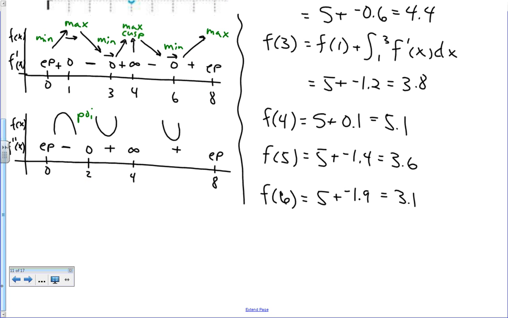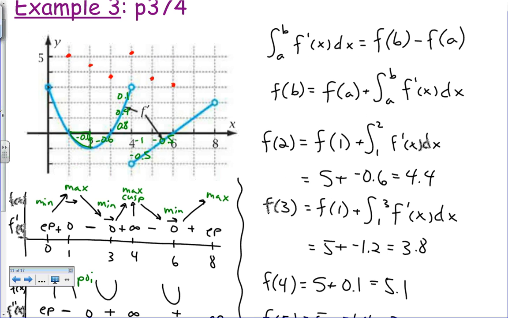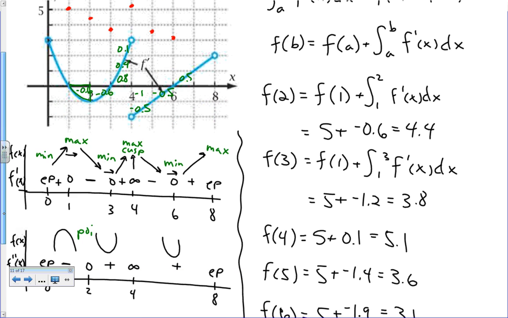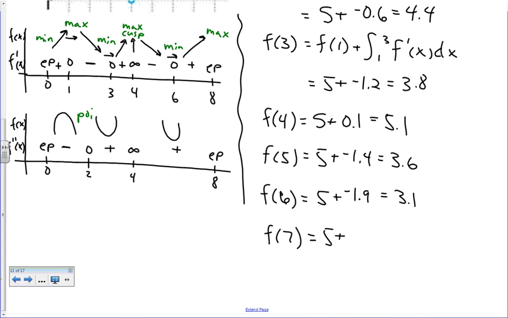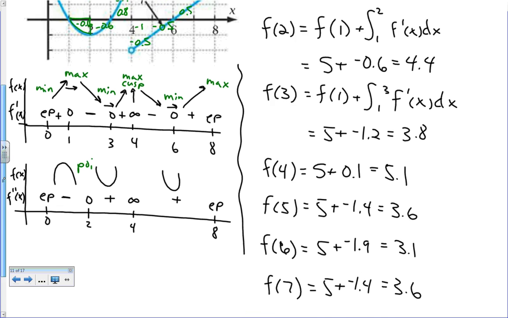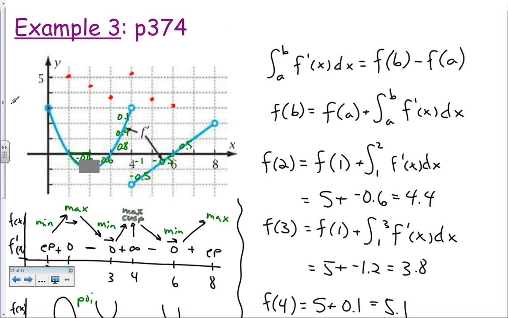And for f of 7, we end up with 5 plus the area from 6 to 7. We have to add on to this thing. 6 to 7, now we're above the x-axis, so that's a positive 0.5. We'll add on the positive 0.5 to the negative 1.9 that we had before to get negative 1.4. So we get 3.6. And we'll plot a point at 3.6.